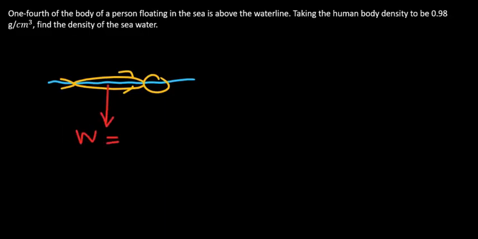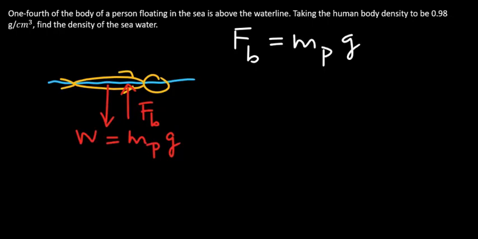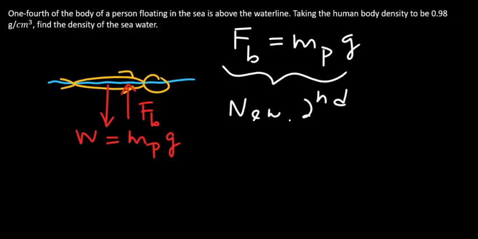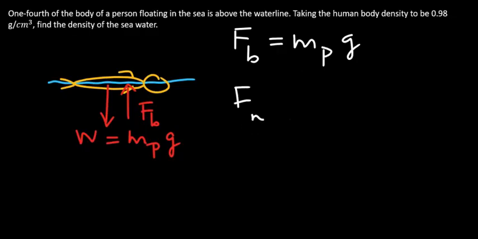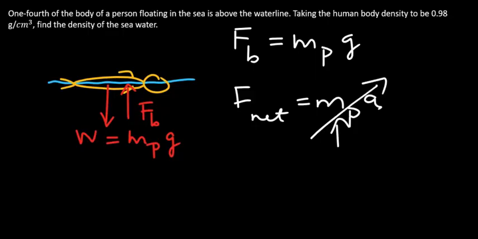Weight equals the mass of the person times gravitational acceleration. And then of course you have the buoyancy, or the buoyant force, Fb. Because the person is floating, the two forces would balance each other out. So the buoyant force equals the weight of the person. This is purely from Newton's second law, which states the net force equals mass times acceleration, in this case the mass of the person. And if the acceleration is 0, because the person is floating, then the net force is 0, leading to that equation.